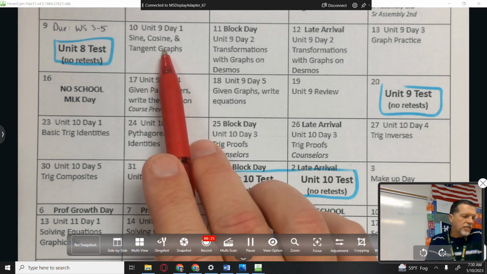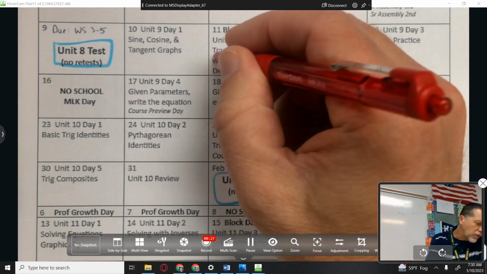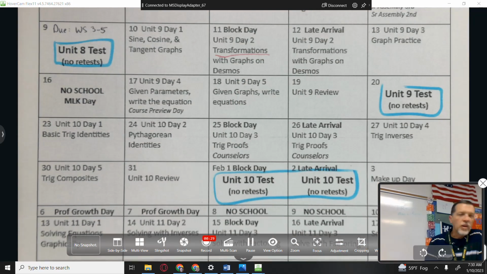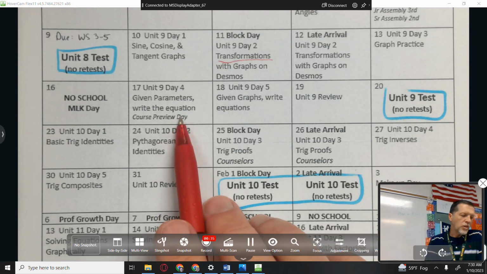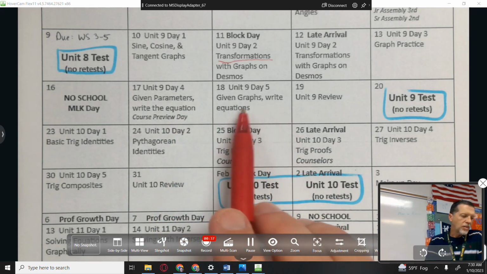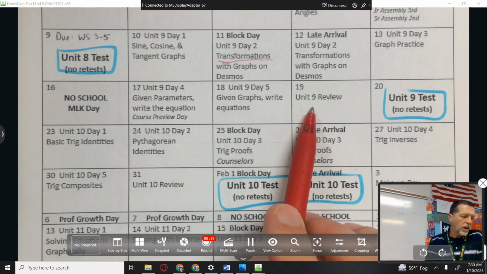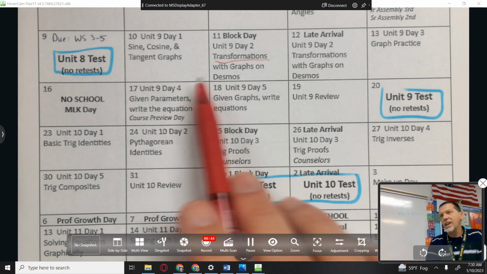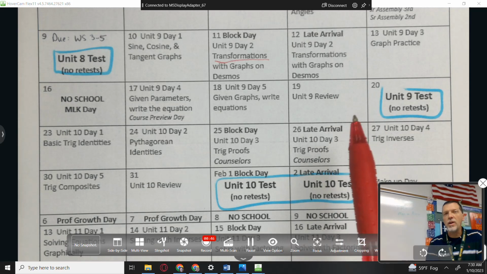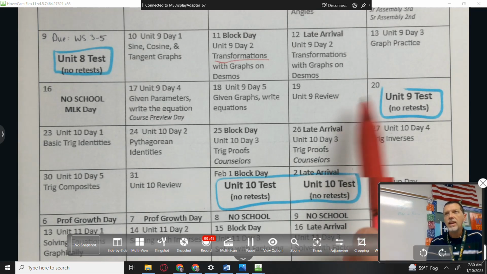We'll learn the graphs today. We'll learn the transformations tomorrow. And then after that, it's all practice, and given parameters is going backwards. And then given graphs is going backwards. We've got a review day in there. So everything we need to know we'll learn today and tomorrow. And then it's just practice, practice, practice. So this unit should be easy.